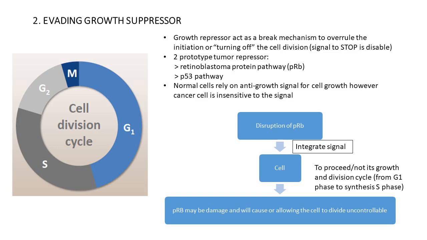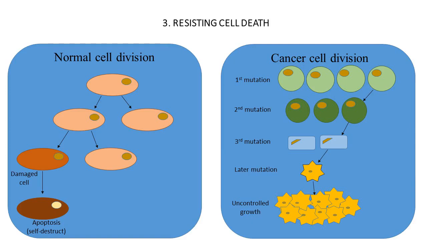Actually, normal cells will rely on anti-growth signal for cell growth. However, the cancer cell is insensitive to the signal. Therefore, disruption of the retinoblastoma protein pathway will help, and then it will integrate the signal to the cell. The cells need to decide whether to proceed with growth and division cycles from G1 to S phase. As a result, the retinoblastoma protein pathway in cancer cell may be damaged, and finally, it will allow the cells to divide uncontrollably.